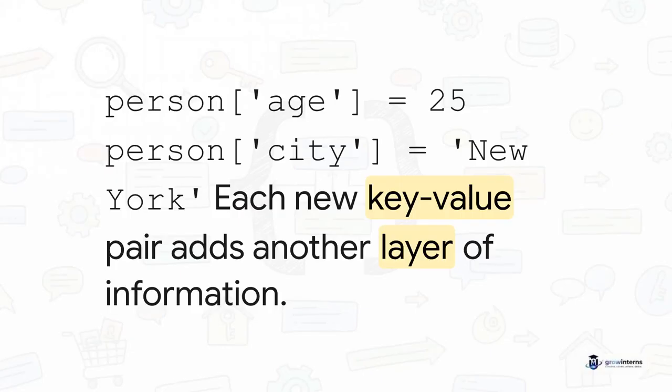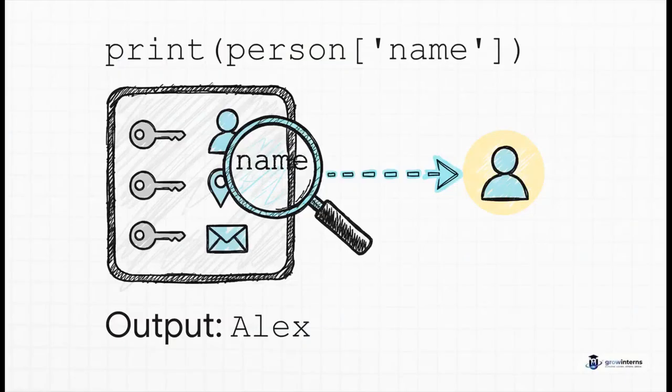And of course, we can keep going. We can add more and more key-value pairs, like age and city, to build out a more complete picture of whatever it is we're trying to represent. Getting data back out is super simple. You just use the key, and Python gives you the value. It's just a really clean and descriptive way to pull out the exact piece of information you're looking for.